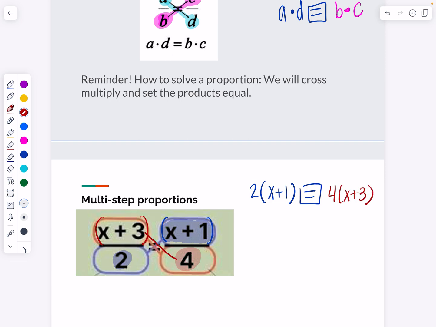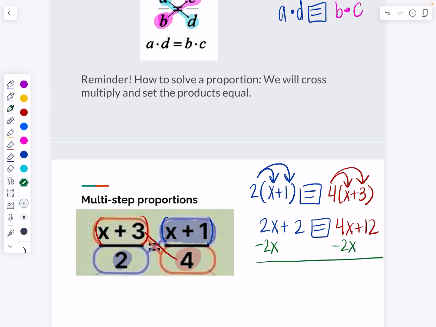And then this is just like the distributive property that we did at the beginning of the year. We're going to multiply the 2 times everything in the parentheses here. So it's going to be 2x plus 2. That is going to be equal to 4 times x is 4x, and then 4 times 3 is 12, and that's a positive 12. Okay? And then this just becomes solving an equation. So we're going to move our 2x's to the other side by subtraction to put them over there with the 4x. We cross the equal sign, and we get 2 equals 2x plus 12.